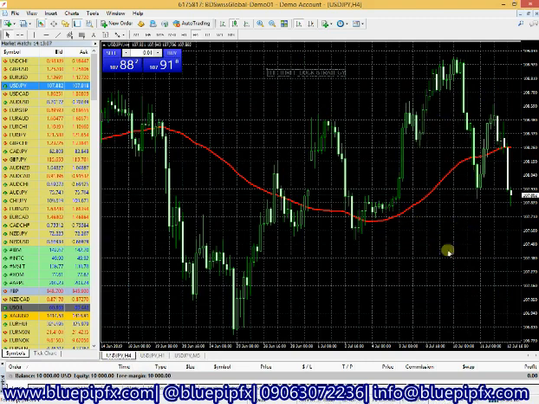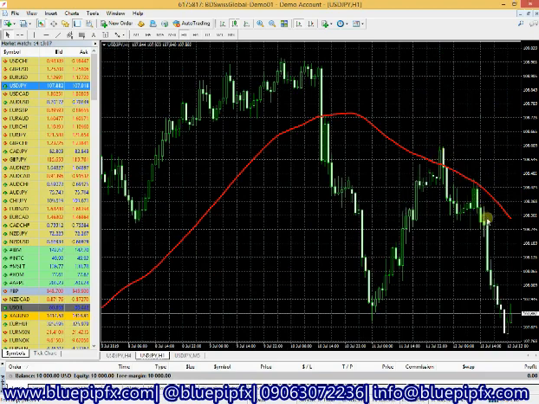Now what we're looking for is for price to be either above or below this moving average. Okay, that's our first confirmation. Price is either above or below the moving average, and it has to be above or below the moving average in all the time frames at the same time, which means it must be on the same side of this moving average in all the time frames.